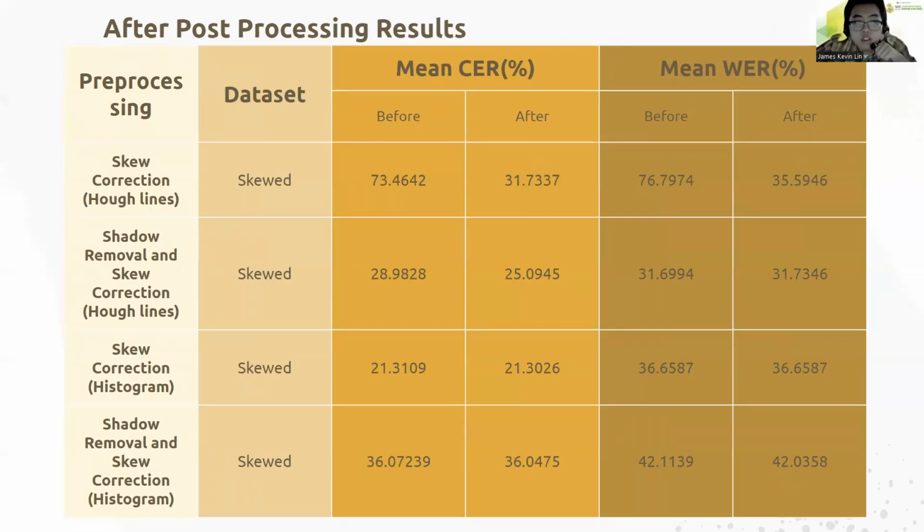The same can also be said in the skewed dataset, except for the first row, which is a big boost in accuracy. Both hue lines with shadow removal and histogram with shadow removal are still close. However, hue lines with shadow removal is chosen since it is more accurate and it is significantly faster.